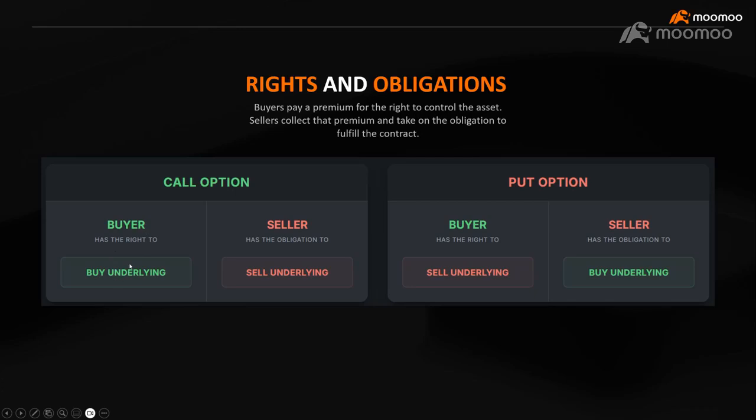Let's skip the seller for now and look at the put options. For a put option, if a buyer buys a put option, you have the right to sell the underlying. Say, for example, your strike price is $100. When the market falls down to $80, you still have the right to sell the underlying at $100. Sell at $100 even though the market went down.